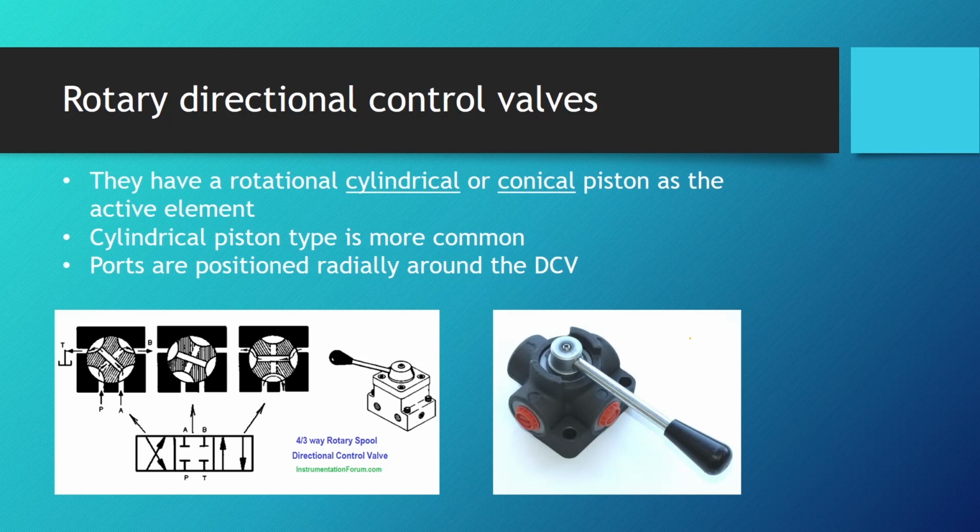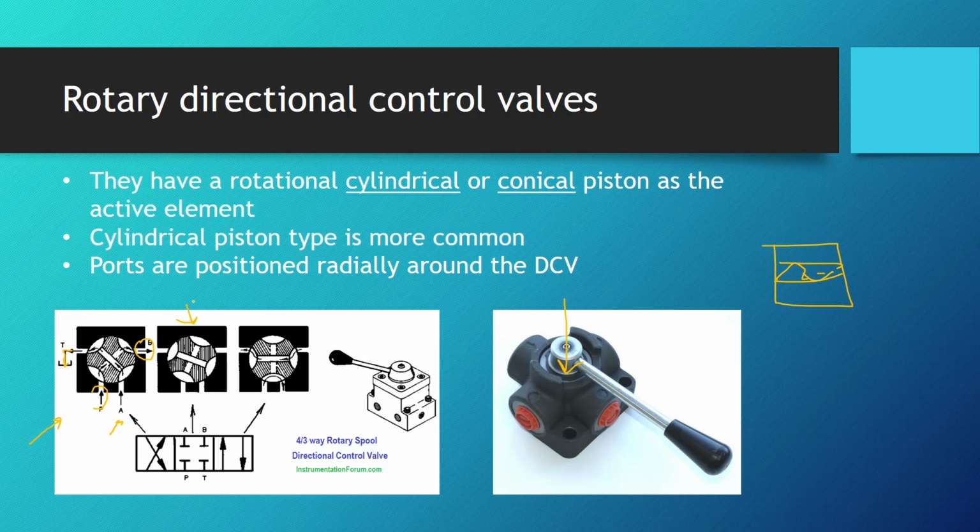These kinds of directional control valves have a rotational, cylindrical, or conical piston as the active element. Right here in the center, we have a piston that has pathways for the fluid, and as we rotate it, we change the direction of the fluid. Here we can see a little example. If we put this valve in the first position, we have the connection between the pressurized line and B, and we have the port A going to the tank. We have the neutral middle position, which is the closed position, and we have the third position.